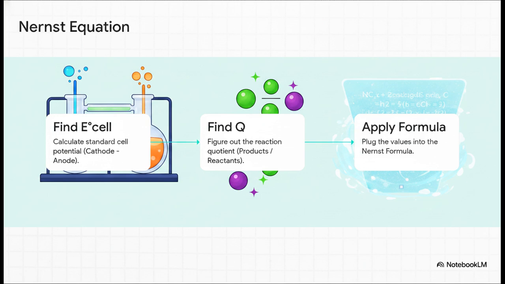Step 1. Always find your standard cell potential, your E0 cell, first. This is usually just cathode minus anode. Step 2.